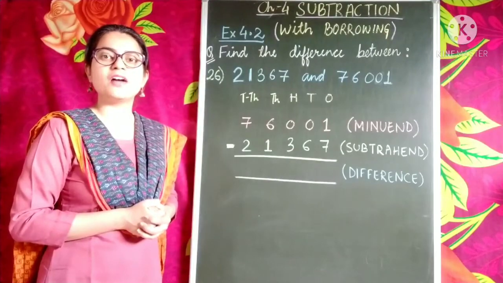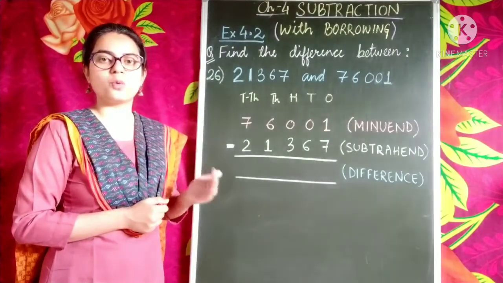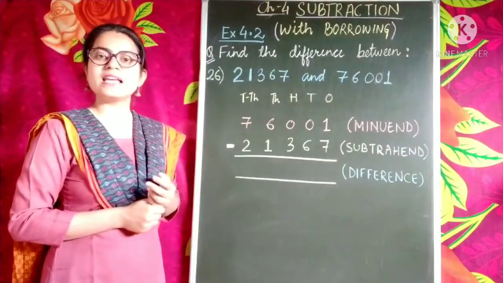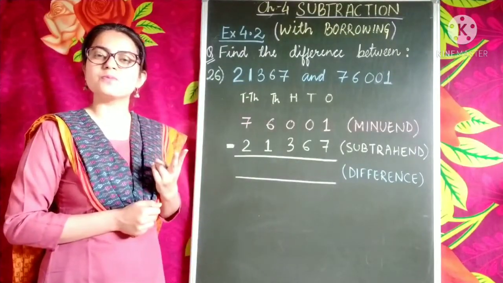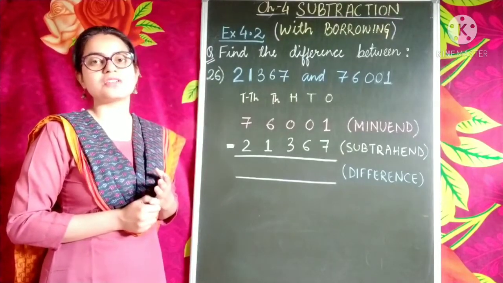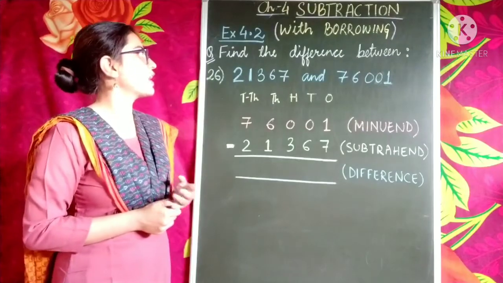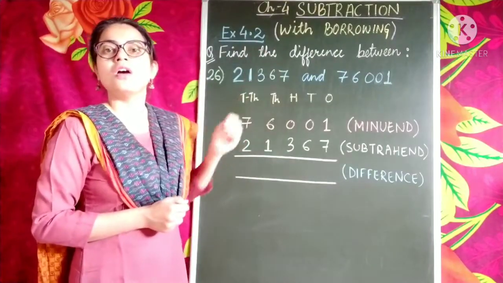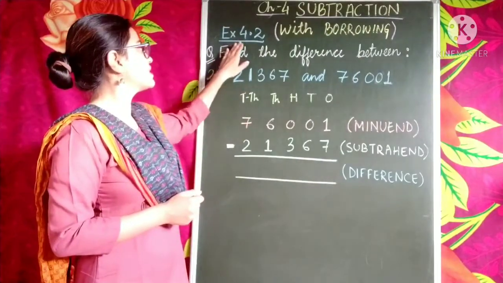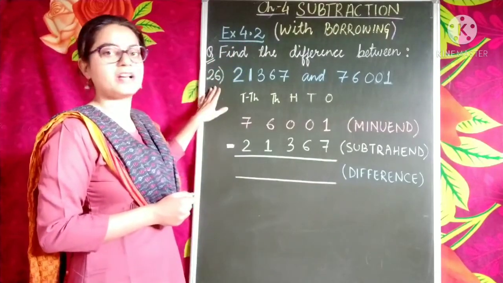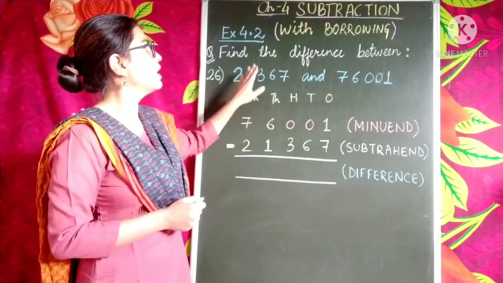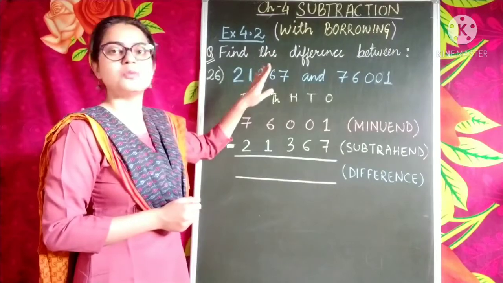Chapter 4, Subtraction. In the previous chapter we learnt addition. Taking our learning of number operations forward, we are going to learn subtraction, and just like addition, there are two types of subtraction. Subtraction without borrowing, that is the normal subtraction, and subtraction with borrowing or with decomposing. From exercise 4.2, I have taken up question number 26. By solving this, we will learn how to subtract with borrowing.